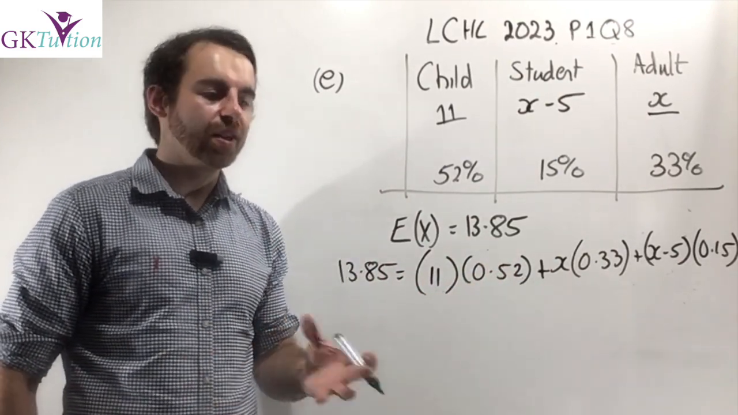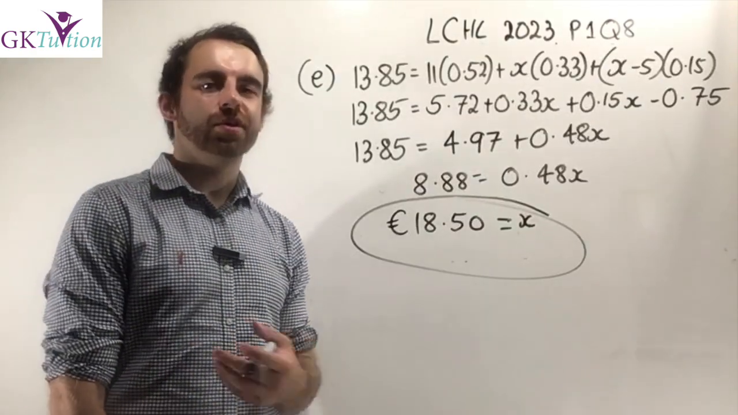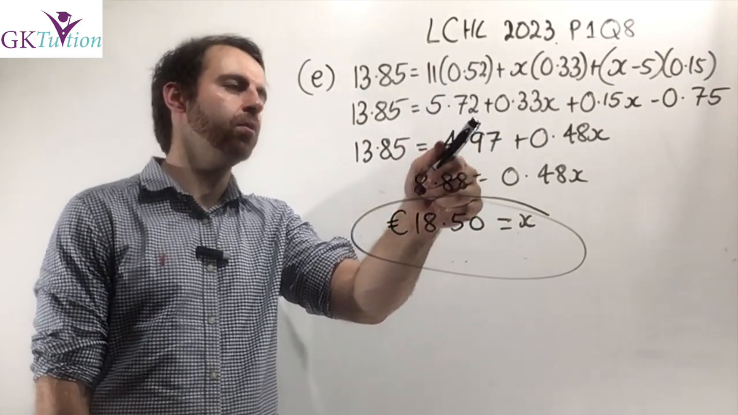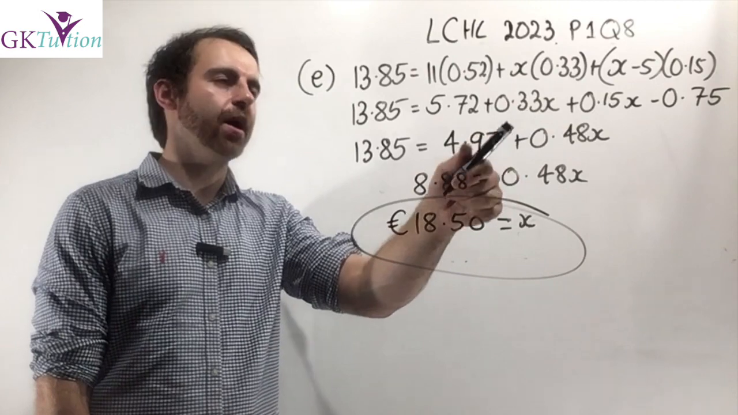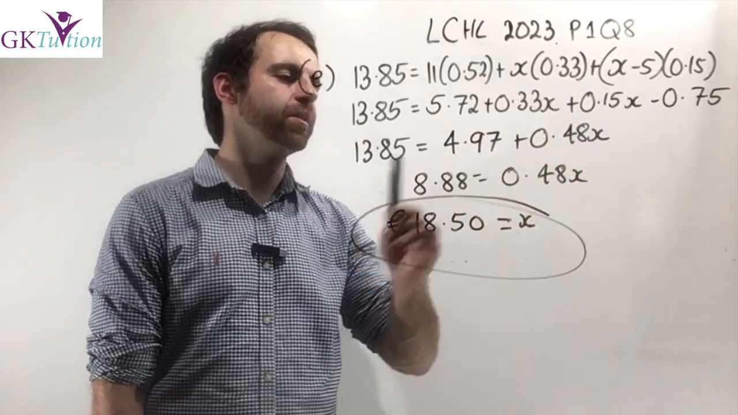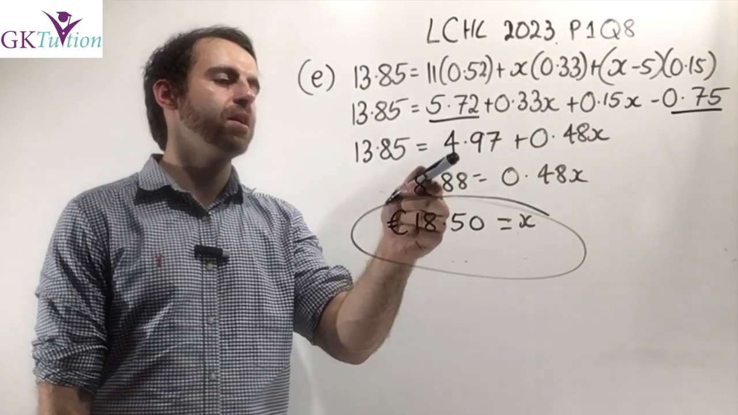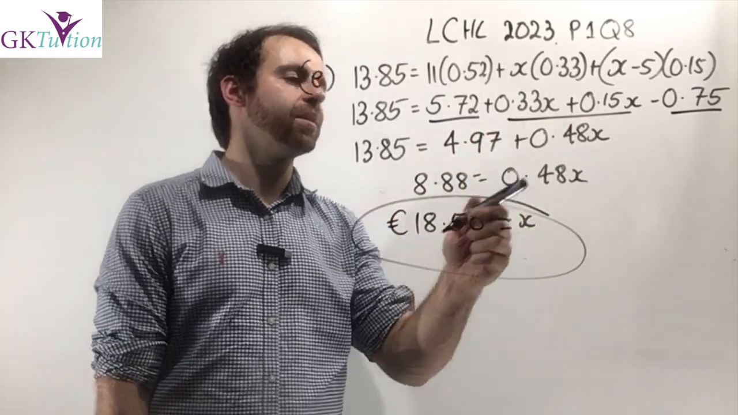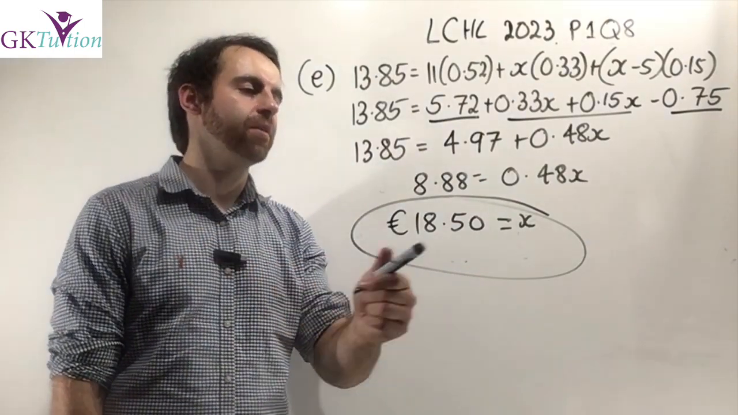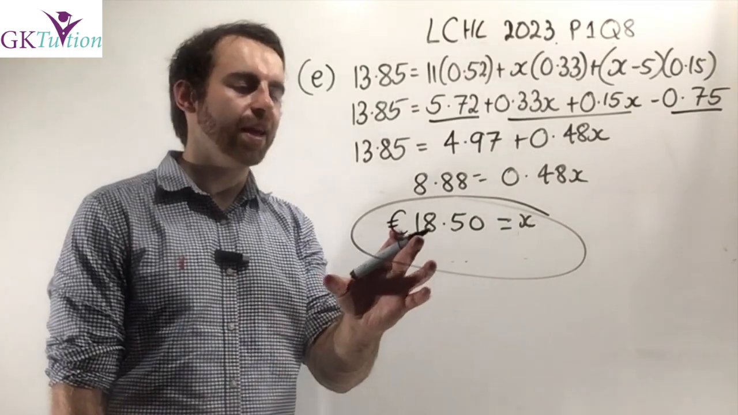So now I have an equation that has only one unknown. If you get this far, it's relatively simple now. We're going to simplify this down and work out a value for x. The first line here, I multiplied 11 by 0.52 and got 5.72. x by 0.33 is 0.33x. Here I multiply out the brackets, you get 0.15x minus 0.75. On the next line, I just grouped my like terms. If you add those together, you get 4.97. If you add your x's together, you get 0.48. I brought all my non-x terms to the left and then divided both sides by 0.48, and your final answer, the price of an adult ticket, is €18.50.